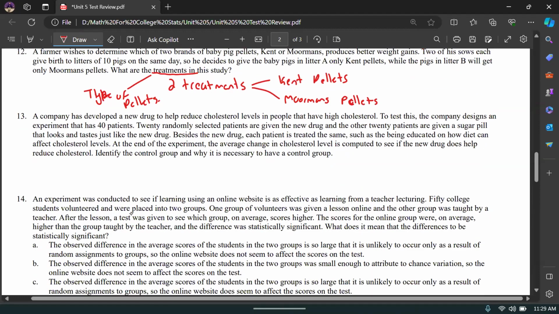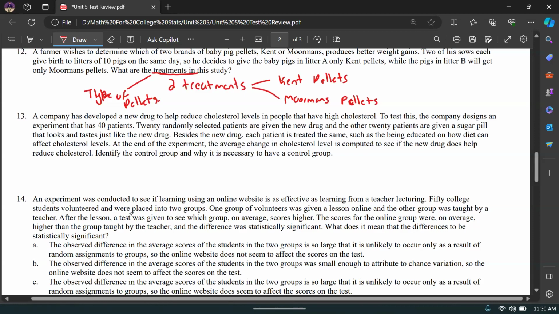A company has developed a new drug to help reduce cholesterol levels in people that have high cholesterol. To test this, the company designed an experiment that has 40 patients. 20 randomly selected patients are given the new drug, and the other 20 patients are given a sugar pill that looks and tastes just like the new drug. Besides the new drug, each patient is treated the same, such as being educated on how diet can affect cholesterol levels. At the end of the experiment, the average change in cholesterol level is computed to see if the new drug does help reduce cholesterol. Identify the control group and why it is necessary to have a control group.